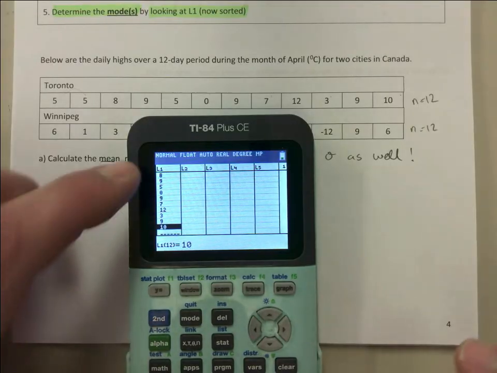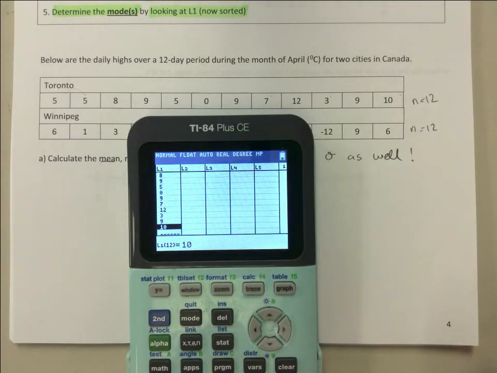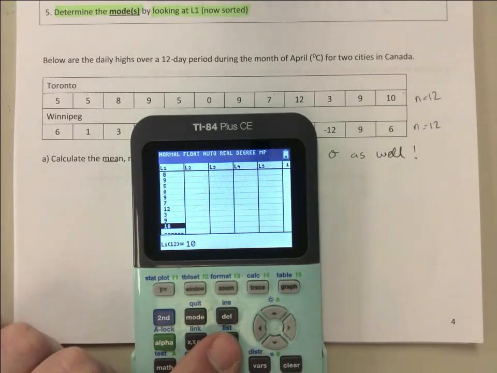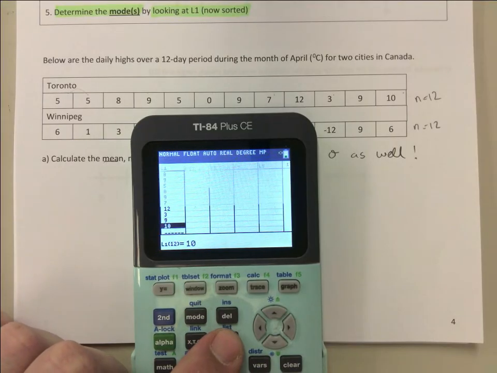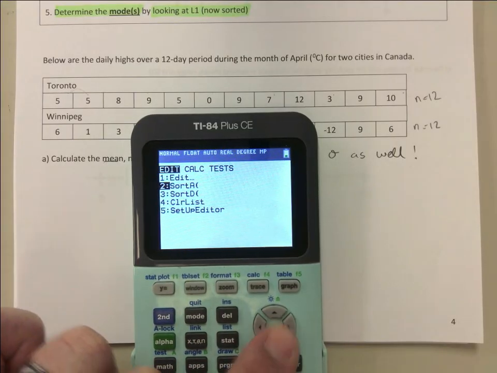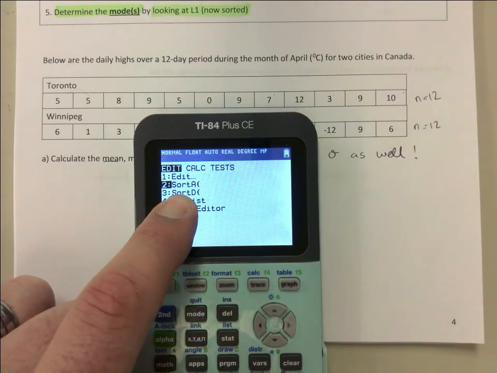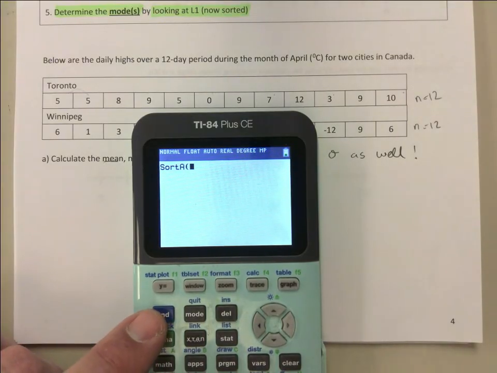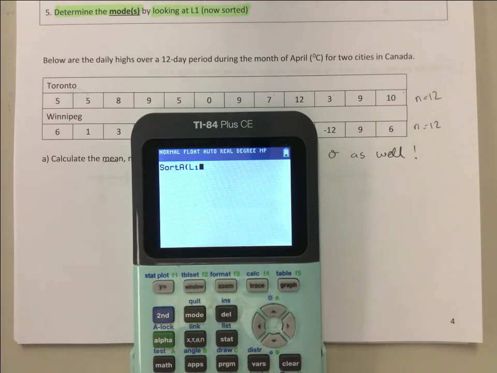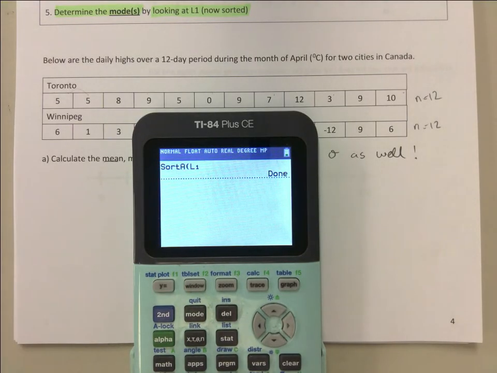You can tell that it's not sorted, so let's sort that next. Make sure you follow along. Stat, sort A. You want to press the second option there. It asks you which one you want it to sort. I'm going to go with the second one. You don't even have to close the bracket. Just feed it L1. Hit enter. It says it's done now.